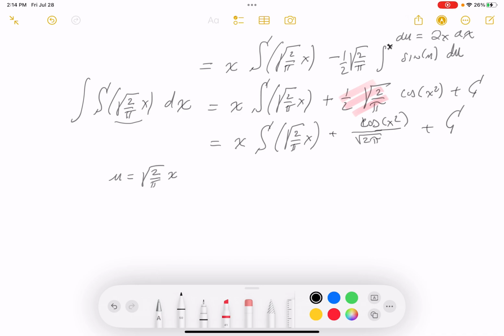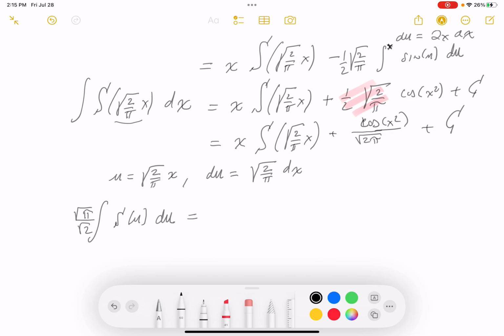I'm going to write that down for you. That's an integration symbol, S of u. Well, I think I have to write down du, right? What's du going to be? This. So du is going to be root pi over root 2 dx.